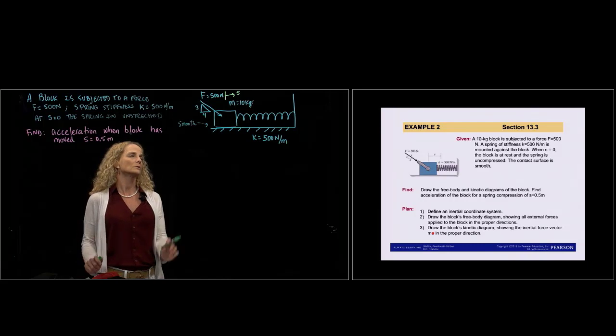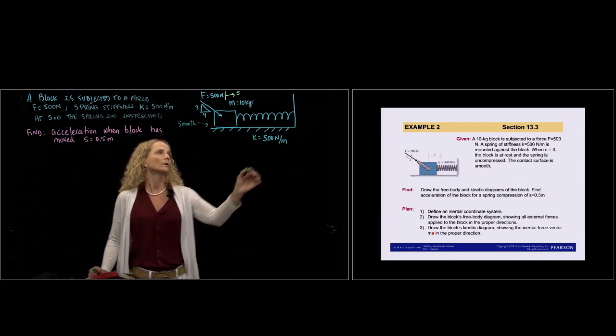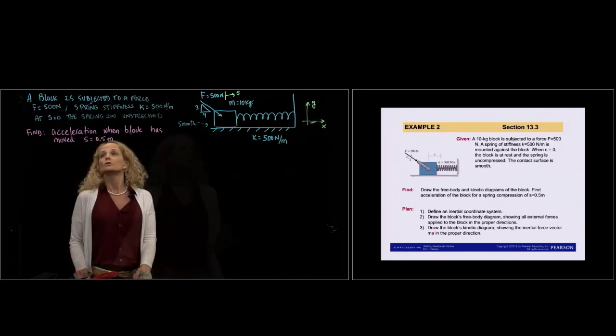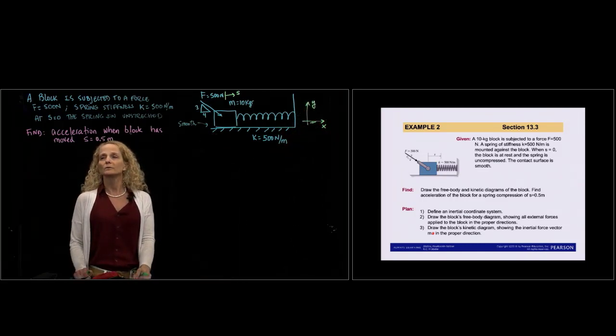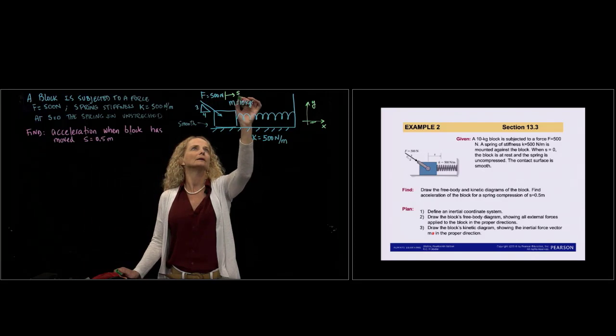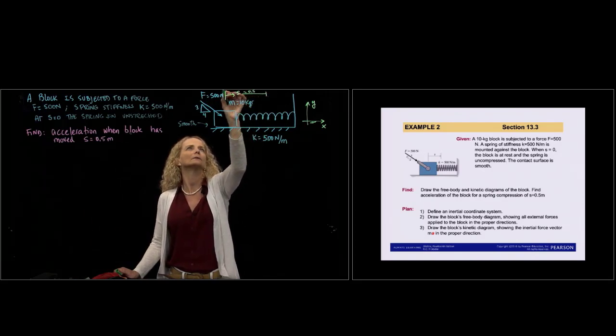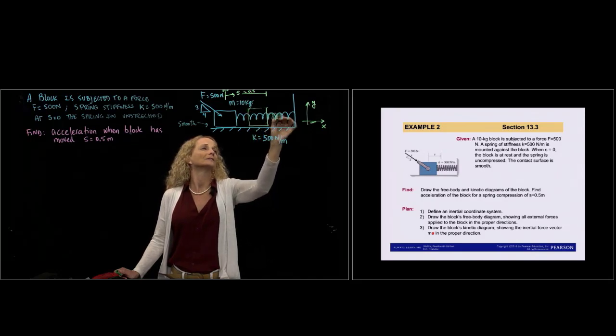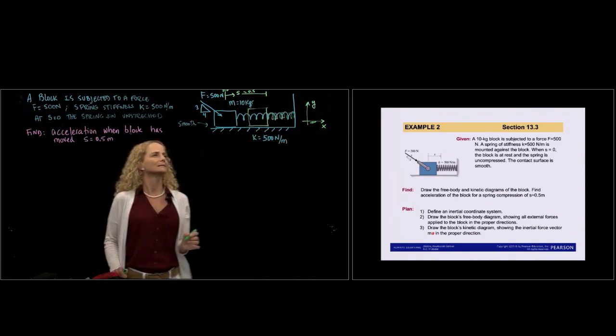So actually the spring is not doing any force, so we always have to put our coordinate system, X and Y, right? We are being asked to find the acceleration when the block has moved S equals 0.5. So we can imagine that S equals 0 is right here, and S equals 0.5 is right here. So we have our block right here, and our spring now is compressed.